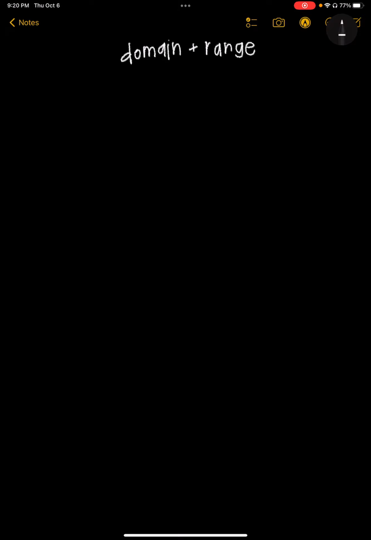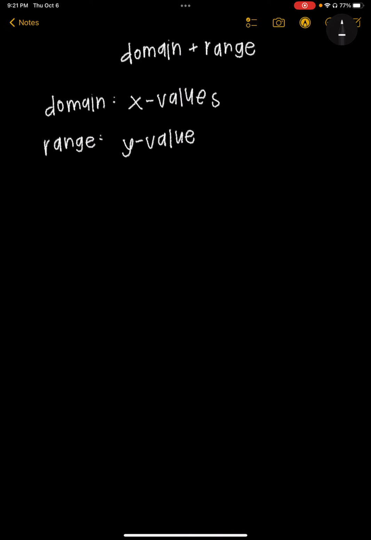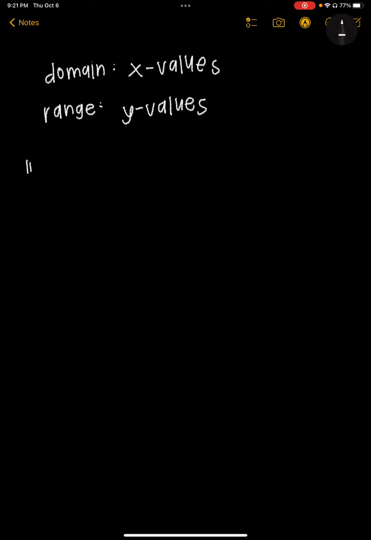Hey everyone, so now I'm going to be talking about domain and range. Basic definitions for these: the domain is the x values of any function, and the range is the y values. We'll go through some examples of different ways that we can find domain and range. Let's just start it off.